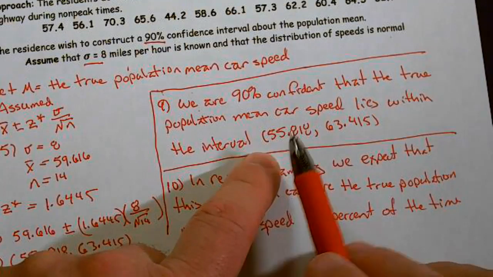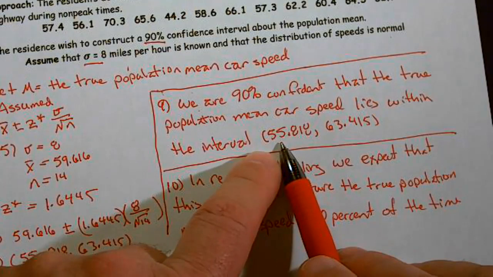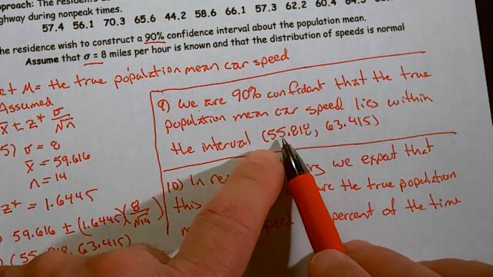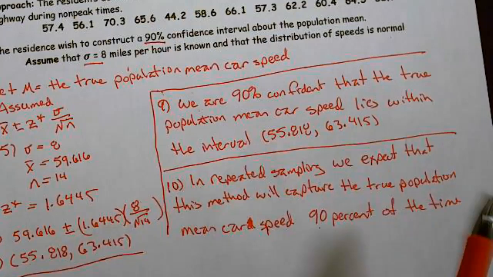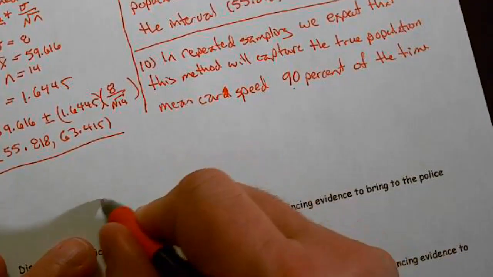Another thing I want to talk to you about the interval is that car speed, whatever they're driving on that road, the average speed of the population, not of the sample, will be right in the middle every single time. The average speed of the population, we believe to be somewhere between 55.8 and 63.415. In fact, I'm going to go ahead and draw a little picture of what we think is going on.